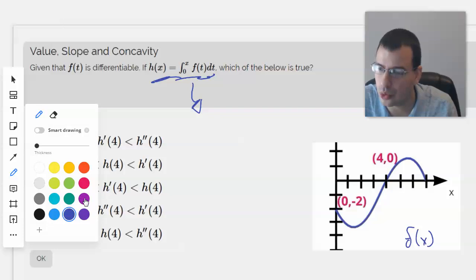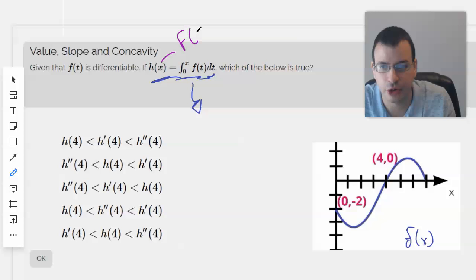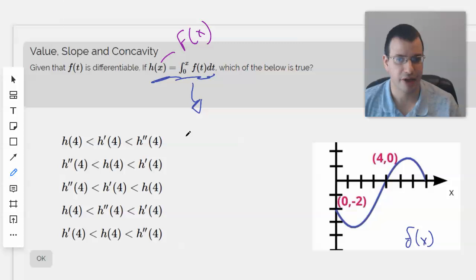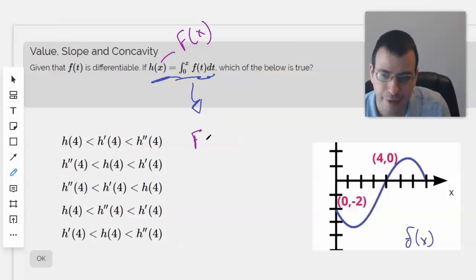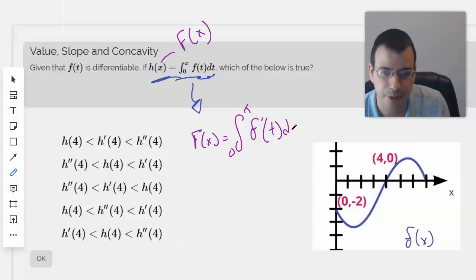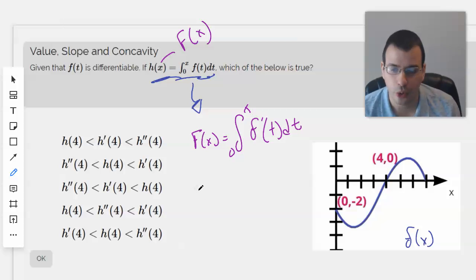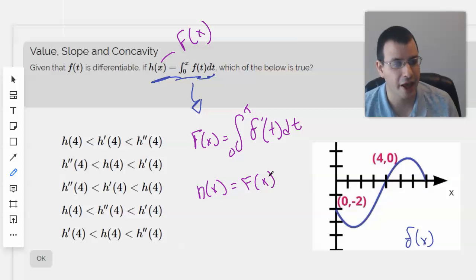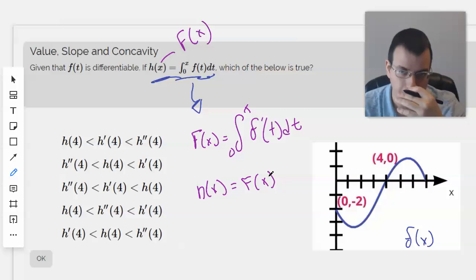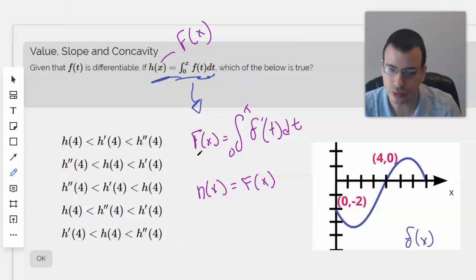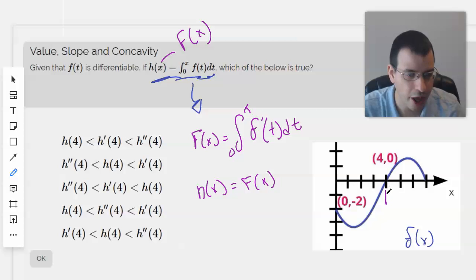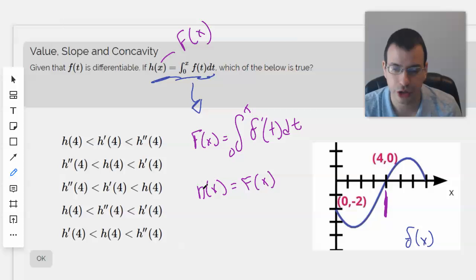So this h of x actually equals the integral of f of x. So this is saying that h of x equals the integral from 0 to x of f of t dt. So h of x is f of x, it's the integral. So we're looking at 1, 2, 3, 4 up to this point right here. So we're given, looks like, three things here.